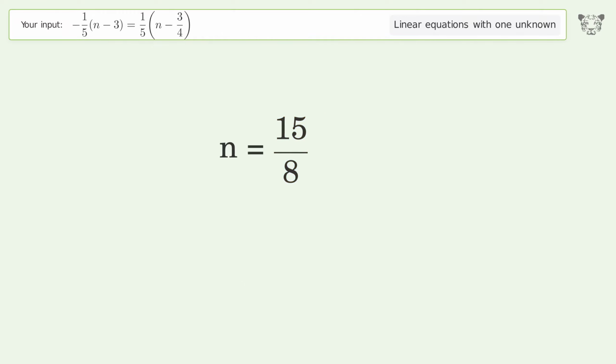And so the final result is n equals 15/8.